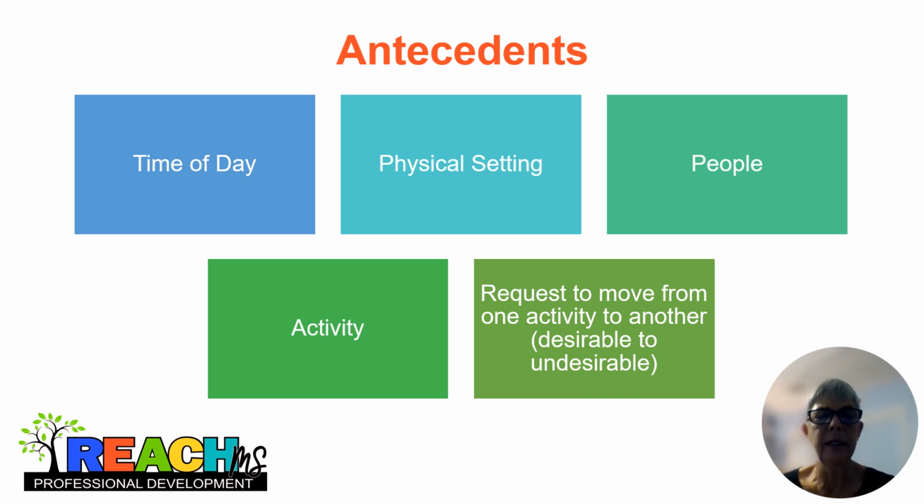So when we think about antecedents, antecedents can be the time of day, in the morning, late in the afternoon, before lunch, after lunch. It could be the physical setting, meaning it's in math class and I don't know how to do math, or it's so hot in here. It could be whatever's going on in the actual setting. It could be the people. I don't get along with this teacher. In this class that I'm in now, there's a kid that's been bullying me. So the people, both staff and other students.